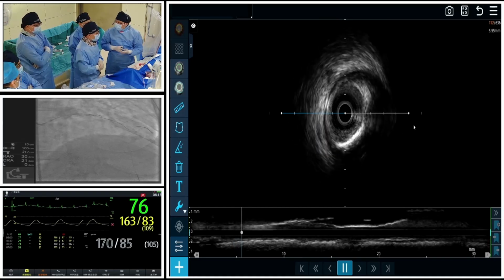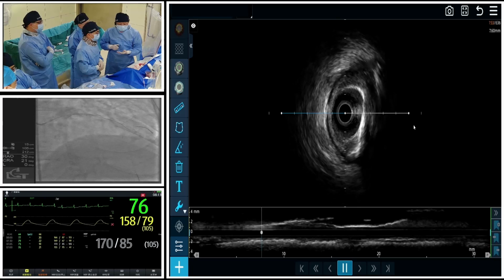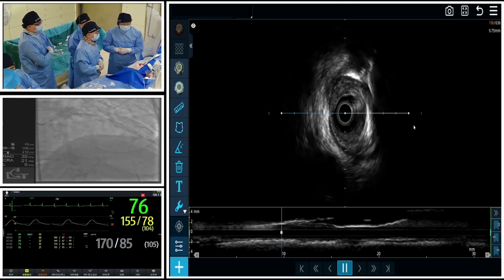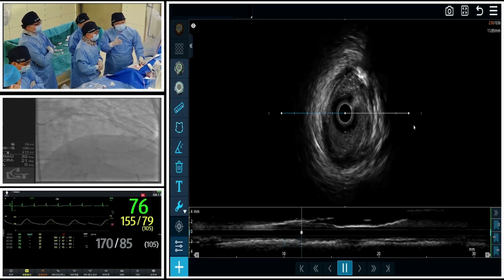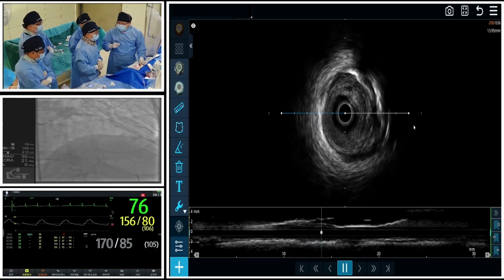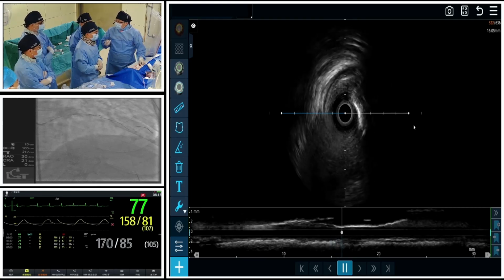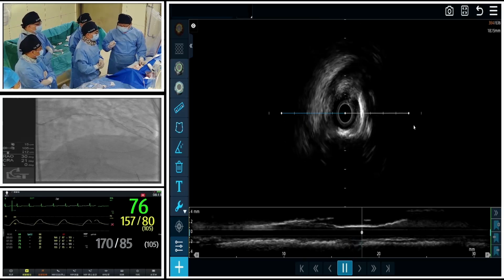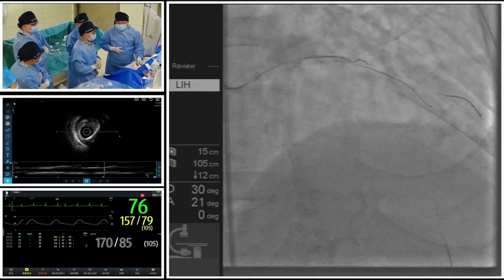So this is an AI technique based on CTA 3D reconstruction and artificial intelligence visualization. We already know that in the proximal portion, just before the diagonal branch, there is a very large calcified burden, more than 370 degrees. So I will use shock wave to try to fracture the calcified lesion.